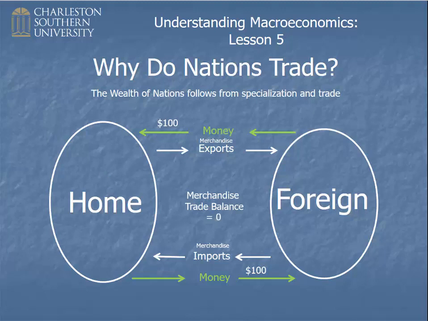Okay, now let's change it just a little bit, and so instead, we buy $100 worth of stuff from them, that's our imports, but now instead of them buying $100 worth of stuff from us, they only buy 80. So $100 went out, only $80 came back, so the merchandise trade balance would now be minus 20. The formula for the merchandise trade balance is exports, which is 80, minus imports, which was 100. So 80 minus 100 would be minus 20.